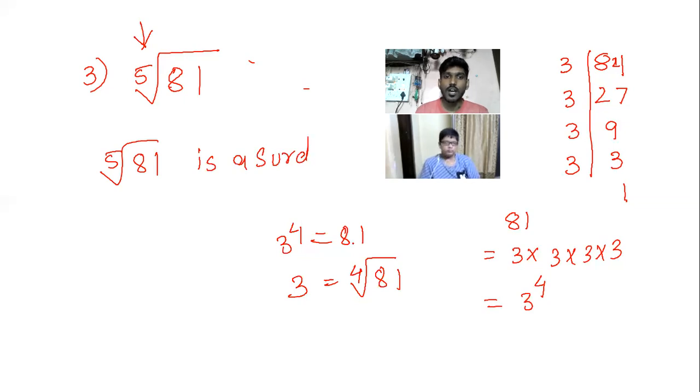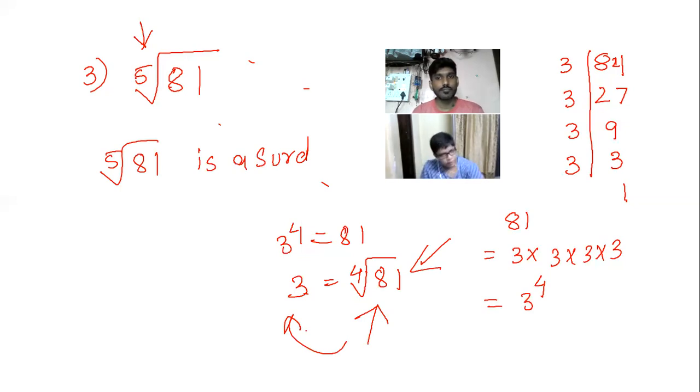because the fourth root of 81 is a rational number. If it would be the fourth root of 81, then you would say it is not a surd. Yes? If this question, instead of 5, would have been 4, then what would your answer have been? It would not be a surd. Clear?